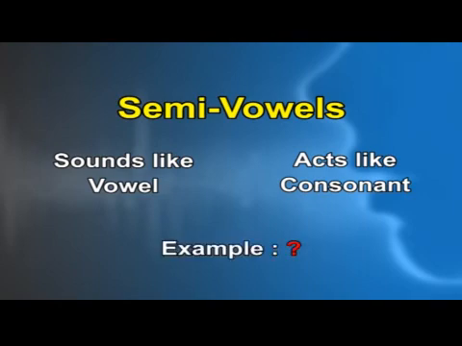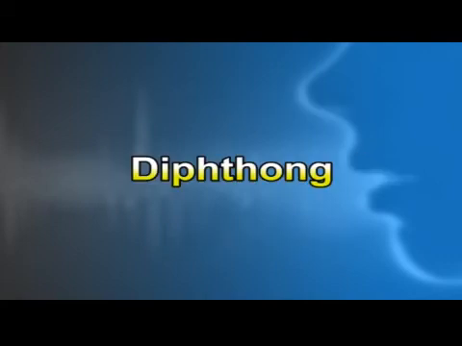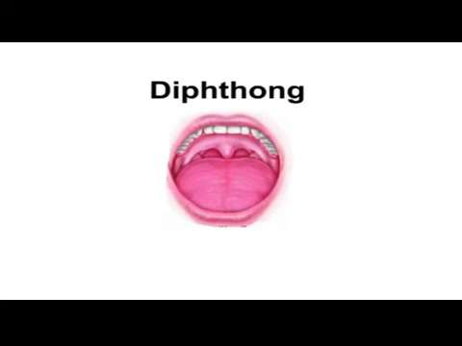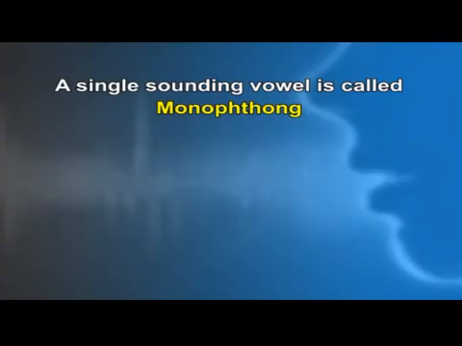Can you think of an example to support what we just studied? No? Well, let me give you an example then. The letter Y in the word "yes" is a semivowel sound. Diphthong: in phonetics, a vowel in which there is a noticeable sound change within the same syllable. A diphthong is basically a vowel sound in which the tongue changes position to produce the sound of two vowels. A single sounding vowel is called a monophthong.